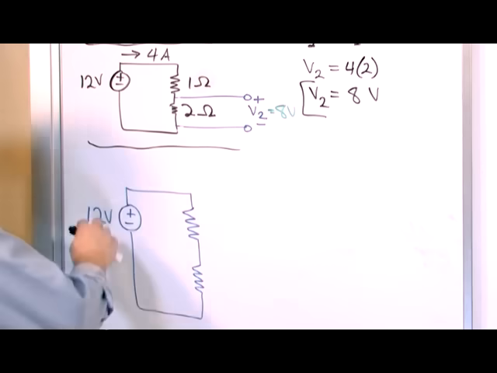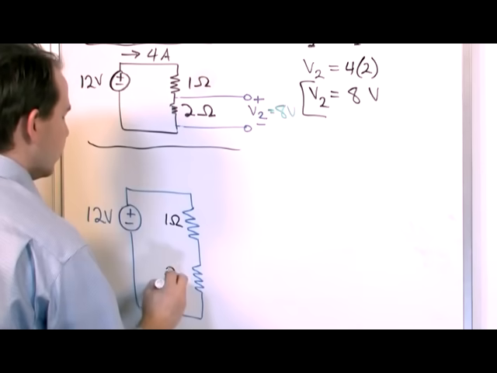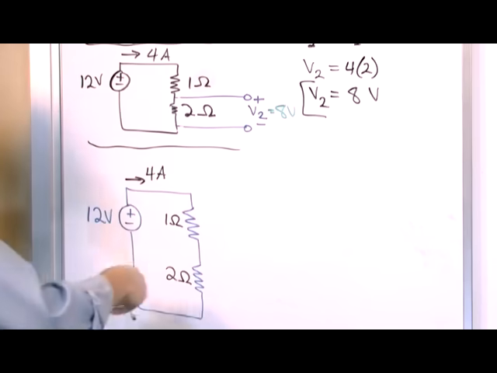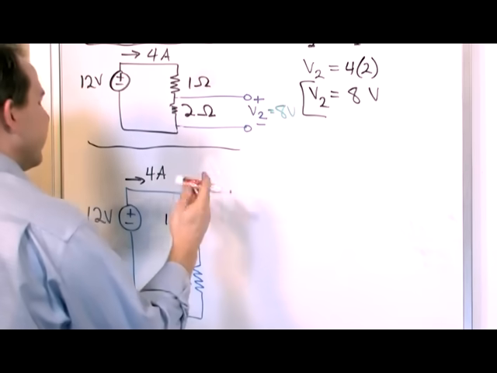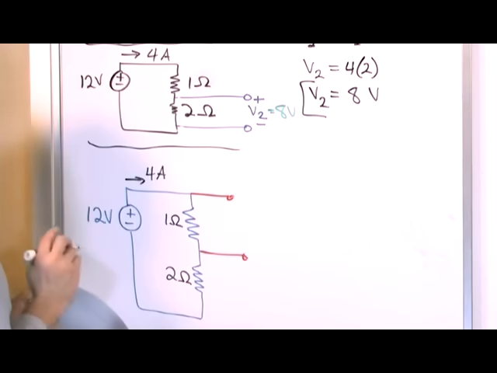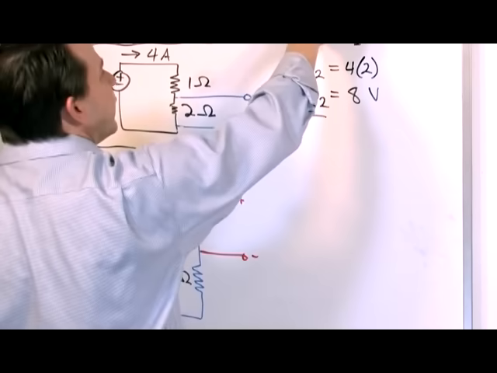I'm not going to label everything again, but I am going to put that this is 1 ohm and that this is 2 ohm, and that this is 4 amps that was flowing through the circuit. And basically what we figured out is that if we put a probe across this resistor, like this, the voltage drop would be up here, 4 volts.